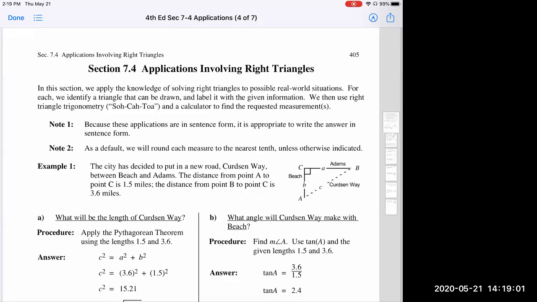So section 7.4, applications involving right triangles. In this section, we apply the knowledge of solving right triangles to possible real-world situations. For each, we identify the triangle that can be drawn and label it with the given information. We then use right triangle trigonometry, so your trig functions, and a calculator to find the requested measurements.